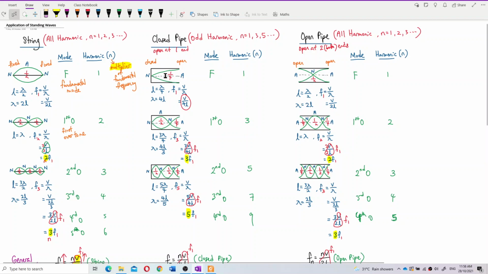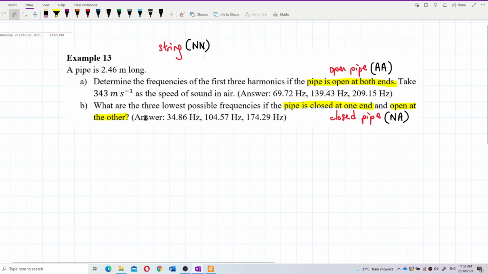The first diagram, the fundamental mode diagram, for both closed pipe and open pipe. Once you know these two diagrams, you can derive the following harmonics diagrams. So the fundamental mode diagram is the most important. Okay, so what information is given? We have the length of the pipe. We need to find the frequency for the first three harmonics. This is the speed of sound in air. And part B also asks for the three lowest frequencies.